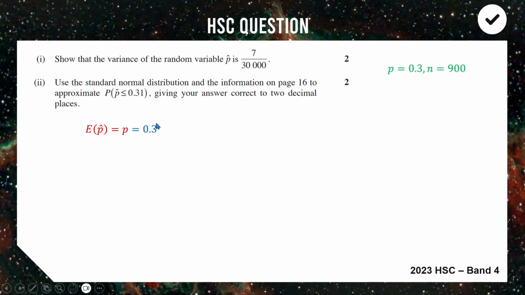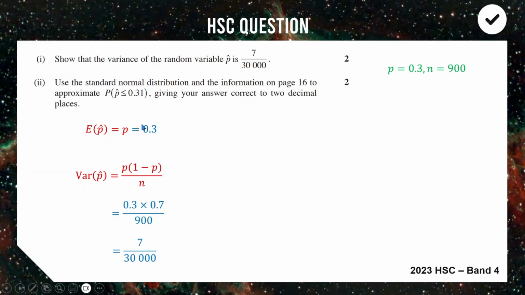Using our formula to find our variance, we have p(1 minus p) over n, for like the 12th time today. So we have 30% times 70% divided by the sample of 900. And we're trying to show that this is 7 over 30,000. And would you believe that into a calculator is 7 out of 30,000? That's like the easiest 2 marks I've ever seen in the HSC.